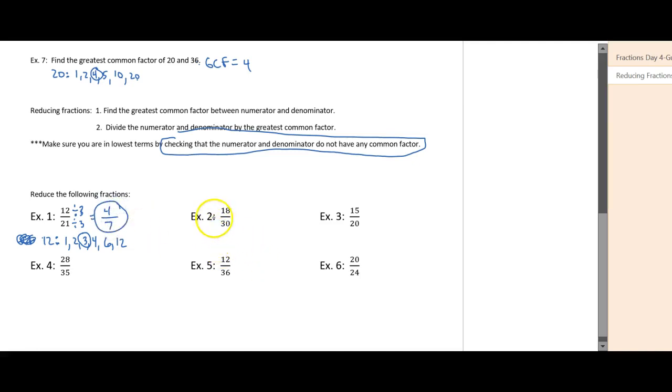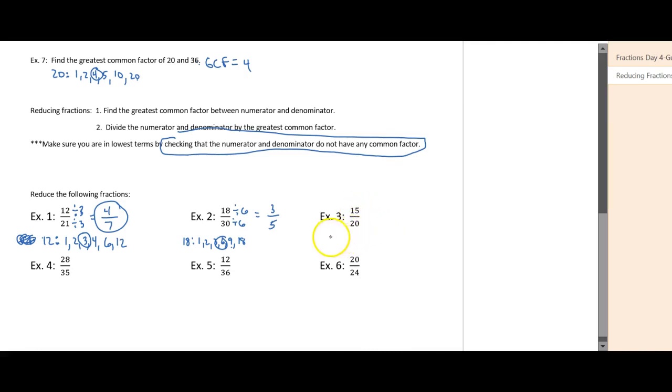Example 2, the factors of 18. You could look up above if you want. Factors of 18 we know are 1, 2, 3, 6, 9, and then 18. What's the largest number from this list that goes into 30? 18 doesn't, 9 doesn't, but 6 does. So we're going to divide each of these by 6. 18 divided by 6 is 3. 30 divided by 6 is 5.